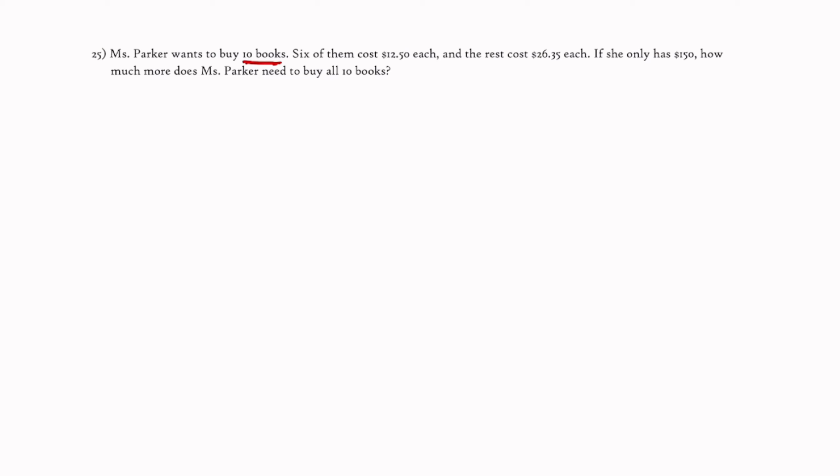The next, Miss Parker wants to buy 10 books. Good. Reading is a good practice. Do you like reading? There's a lot to learn when you read. 6 of them cost $12.50 each. 6 books, each one costing $12.50. And the rest cost, which means how many? 4. Very good, because total were 10 books. They cost $26.35 each. Oh, these ones are expensive. If she only has $150, how much more does Miss Parker need to buy all 10 books?